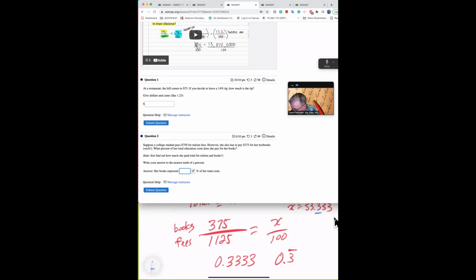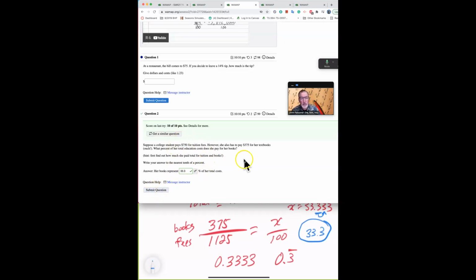So we underline the number in the tenths column because they want us to round to the nearest tenth, right? Nearest tenth of a percent. So the next number over is less than 5. So if it's less than 5, the number stays the same, and our answer will be 33.3. And that's what we put in the space, 33.3. Let's see. So it's 1/3 of her total cost.